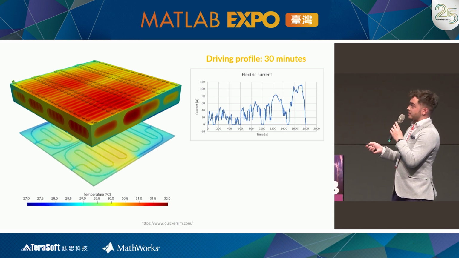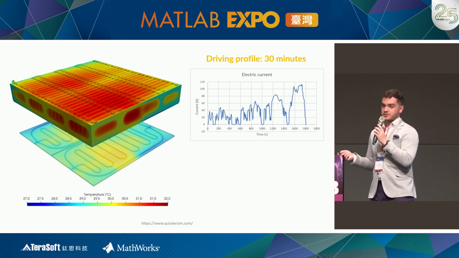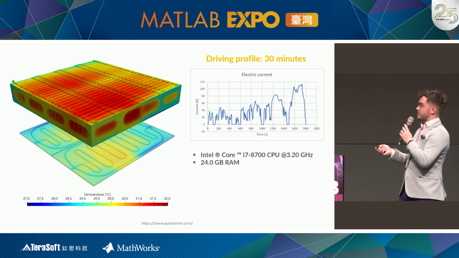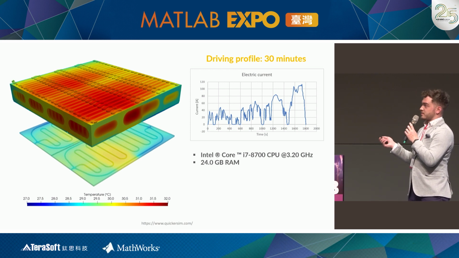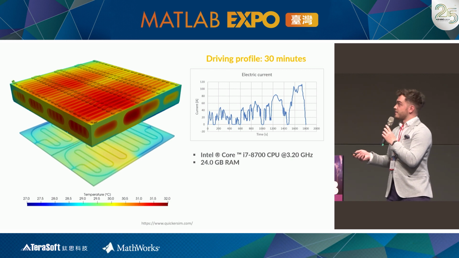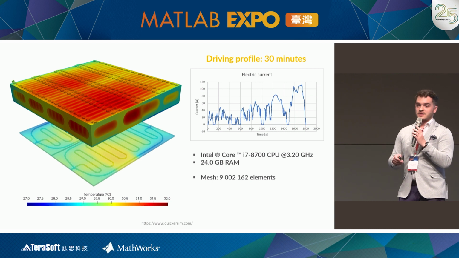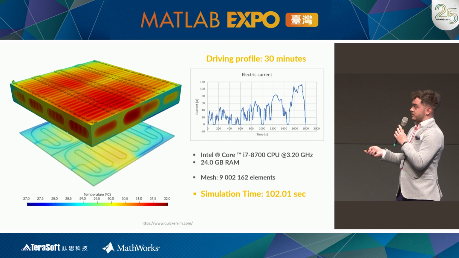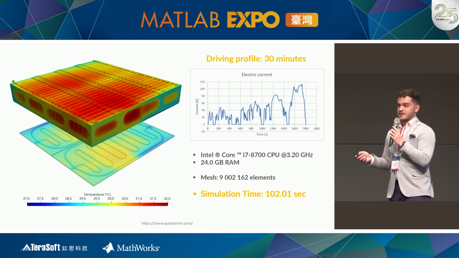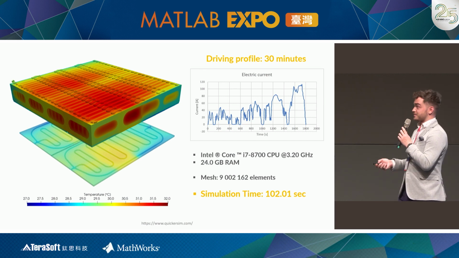And the current profile that we have used is quite variable, so that we see a more realistic approach here. We have simulated that battery pack using our tool Cubot on a regular PC with just an Intel i7 processor, 24 gigabytes of RAM, and the mesh here was 9 million elements. So you can think how fast this should go. And with Cubot, it took only 100 seconds. So that's the speed, the ultra-fast speed that we offer.